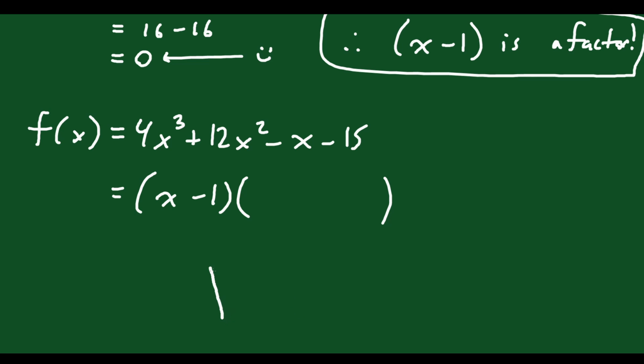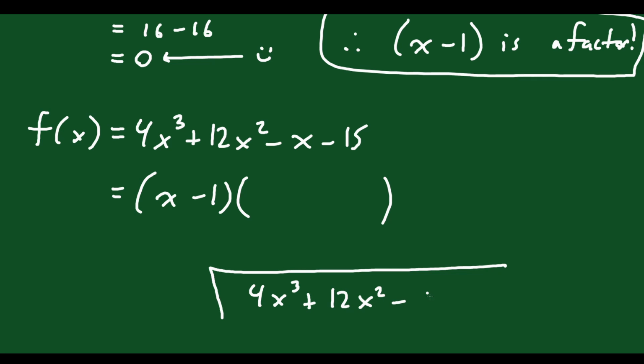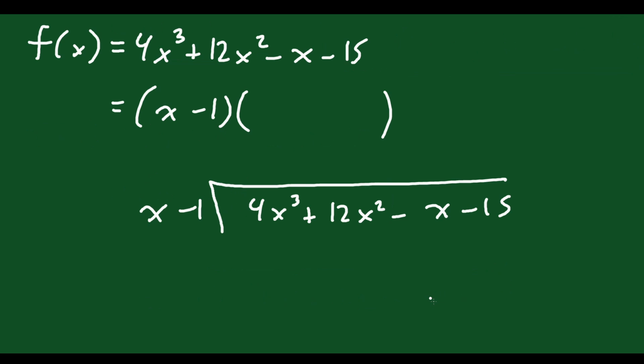So I'm going to set it up like this. I'm going to say I have 4x cubed plus 12x squared minus x minus 15 divided by x minus 1, just like that. So this is where we get to practice some long division. So this is how we do it. Try to keep up and follow along. I say, how many times does x go into 4x cubed? Or in other words, what's 4x cubed divided by x? Well, that's going to be 4x squared.